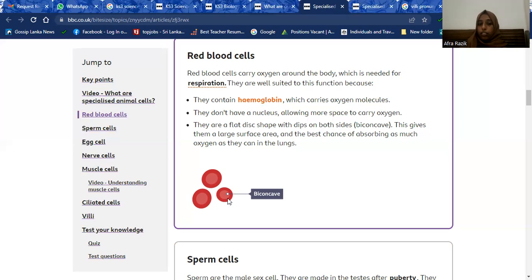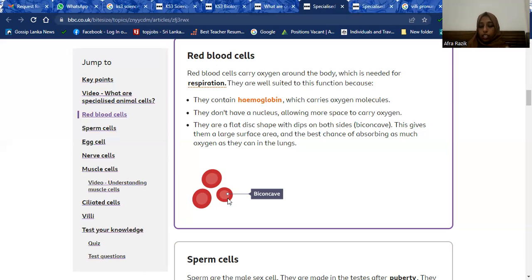Biconcave. They have a flat disc shape and it dips in both sides. It's biconcave, right? It's like a concave shape. This gives them a large surface area and the best chance of absorbing as much oxygen as they can in the lungs. So all these shapes are to carry out oxygen.